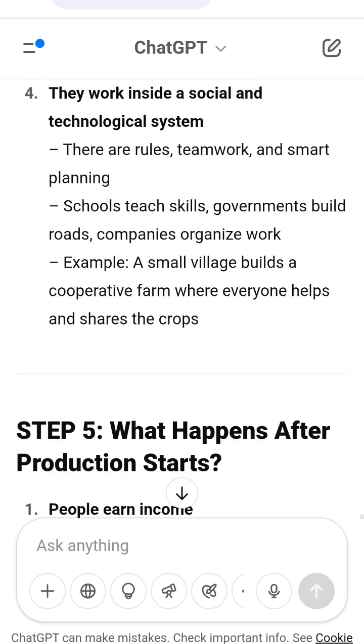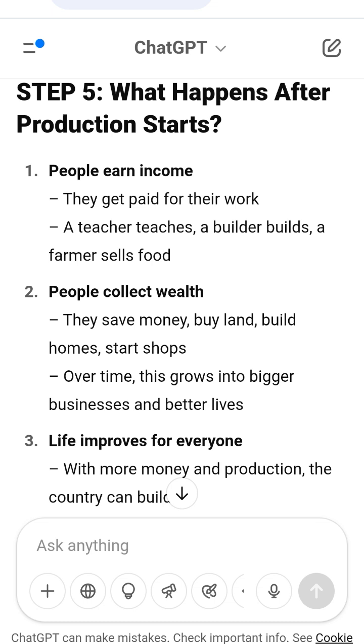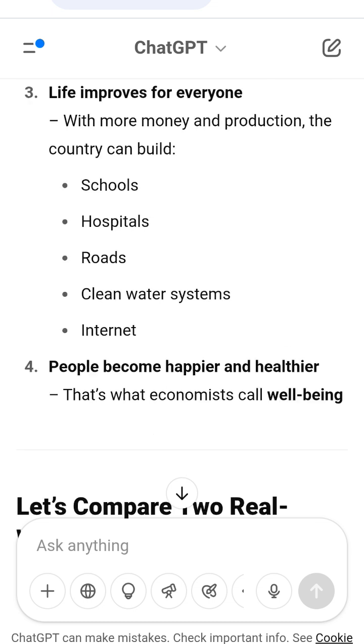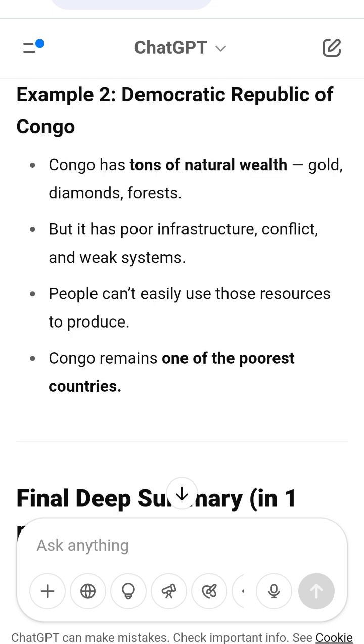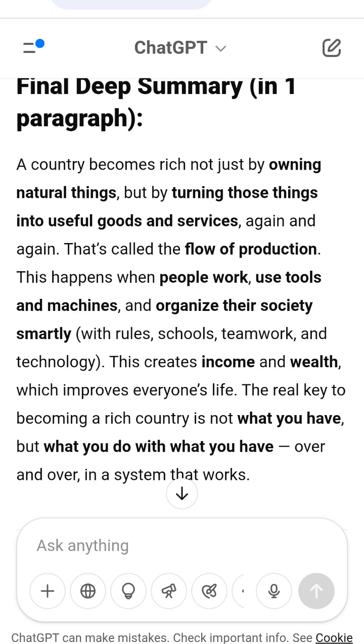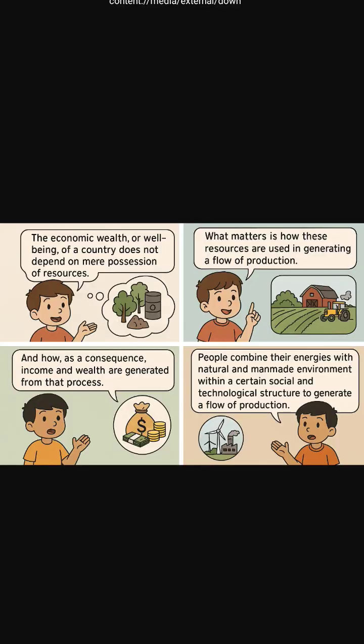Final deep summary in one paragraph. A country becomes rich not just by owning natural things, but by turning those things into useful goods and services again and again. That's called the flow of production. This happens when people work, use tools and machines, and organize their society smartly with rules, schools, teamwork, and technology. This creates income and wealth, which improves everyone's life. The real key to becoming a rich country is not what you have, but what you do with what you have, over and over, in a system that works. Would you like a diagram, a real-life village story, or a classroom-style quiz to review this too?